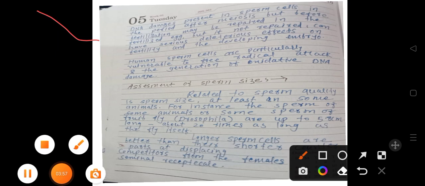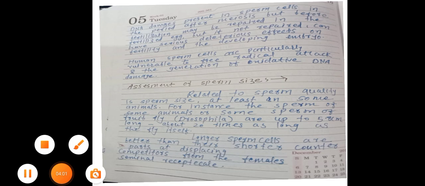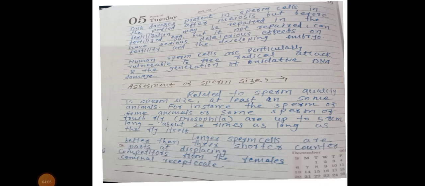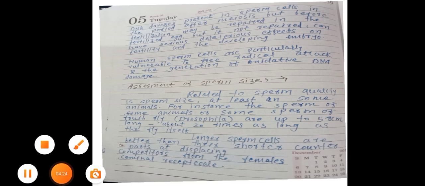The next point is the assessment of sperm size. Related to sperm quality is sperm size, at least in some animals. The sperm of a fruit fly, Drosophila, are 5.8 centimeters long, about 20 times as long as the fly itself. Longer sperm cells are better than their shorter counterparts at displacing competitors from the female seminal receptacles.